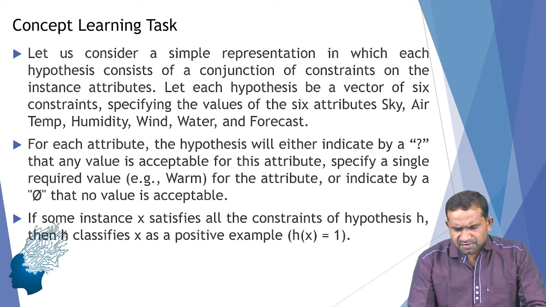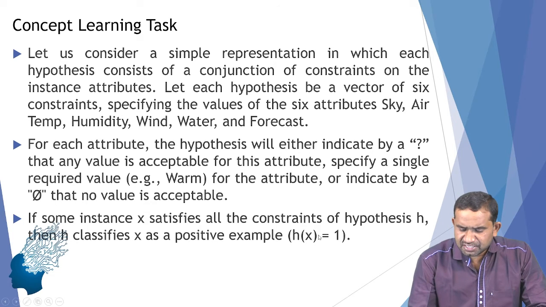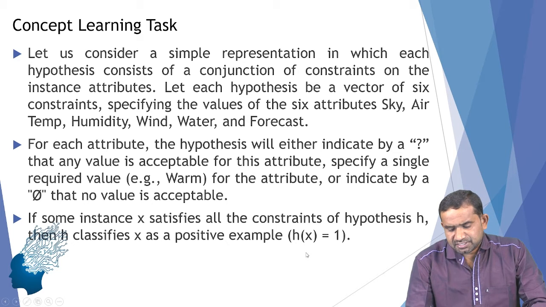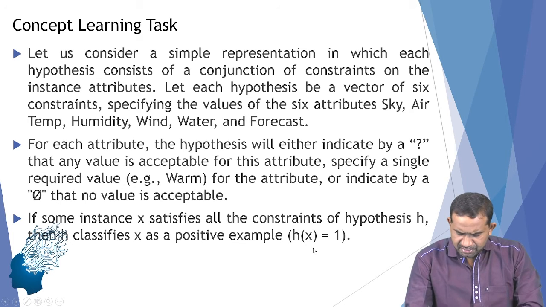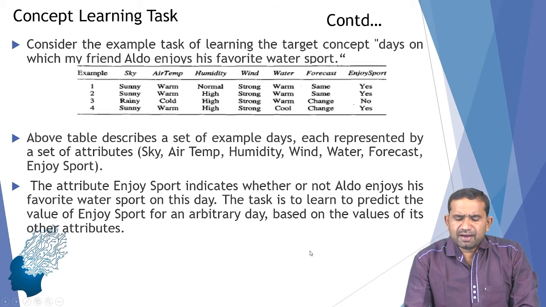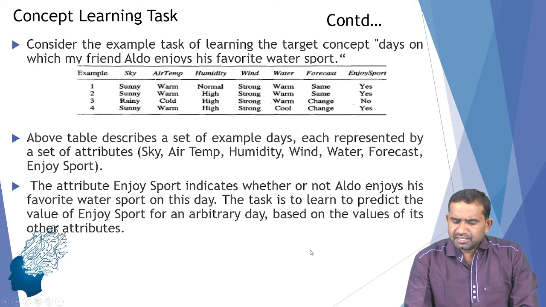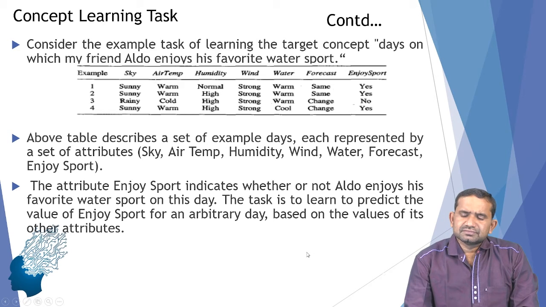If some instance x satisfies all the constraints of the hypothesis h, then h classifies x as a positive example. Here h is a hypothesis and x is an attribute value. The attribute value may be sunny, warm, normal, strong, warm or same, either sunny, warm, cold, high, or normal.